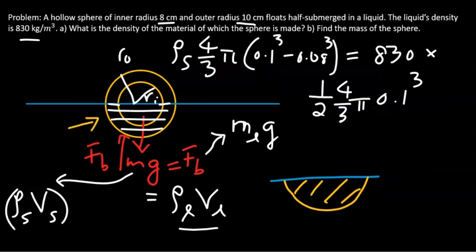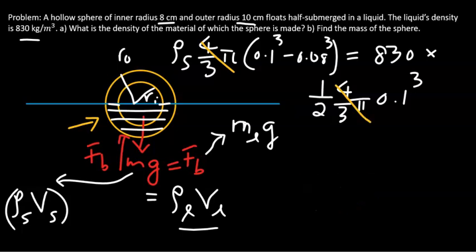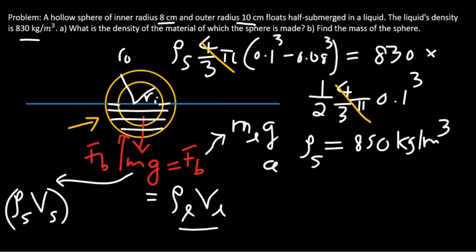So equating both sides, you see the 4/3 pi will go away, and we can solve for the density of the material that makes up the hollow sphere, and it will turn out to be 850 kg per cubic meter. So that is the answer for part A.